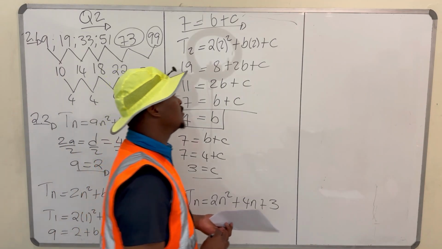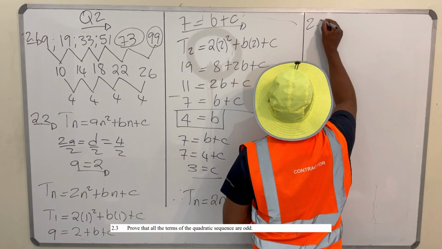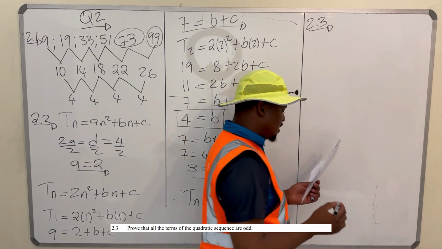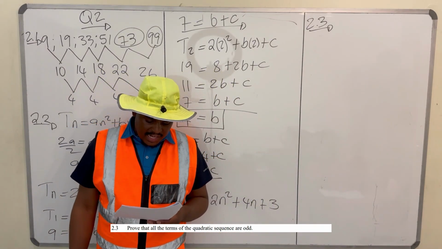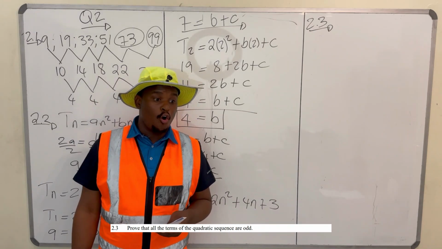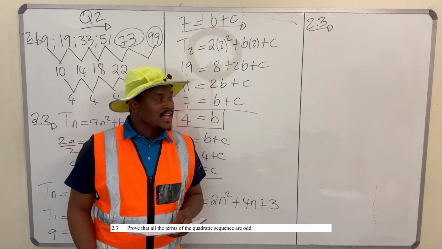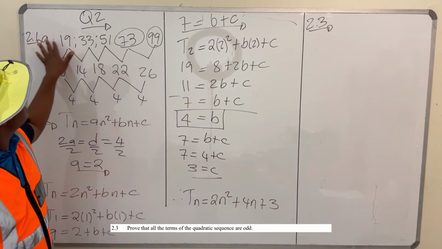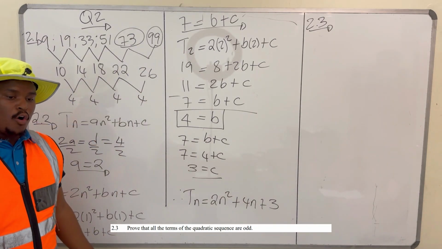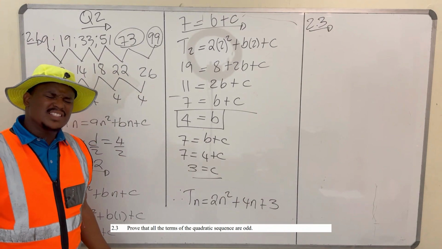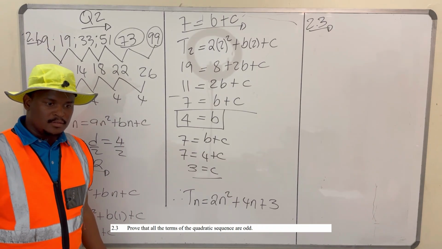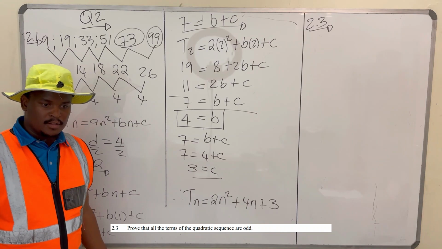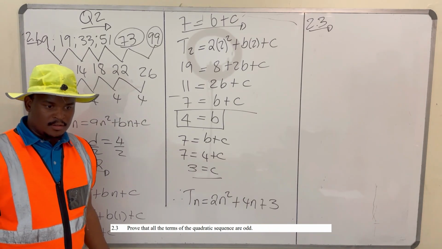So we move on to 2.3. What are they saying? They are saying now, prove that all the terms of the quadratic sequence are odd. Right? We must prove all the terms of this sequence are odd. What is an odd? What does it mean to be odd? An odd number is a number that can be written as 2 times k plus or minus 1.